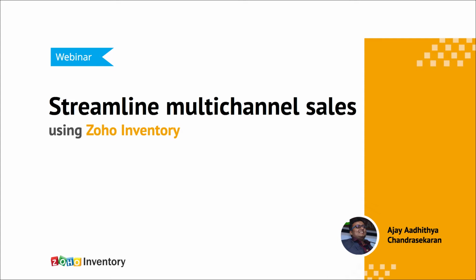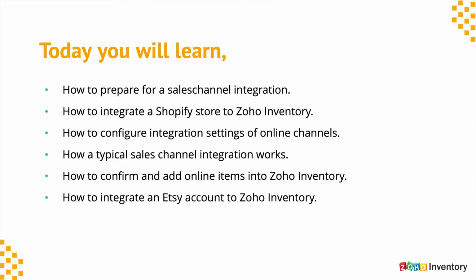Today we are going to spend some time to try and understand how we can streamline and centralize online sales using an order management platform called Zoho Inventory. This webinar is specifically tailored for online retailers who sell products on online marketplaces and shopping carts such as Amazon, Etsy, eBay, and Shopify, including those of you who sell on more than one of these channels.